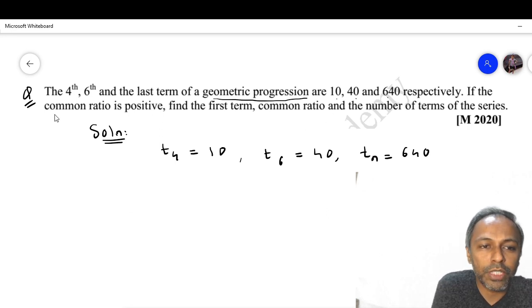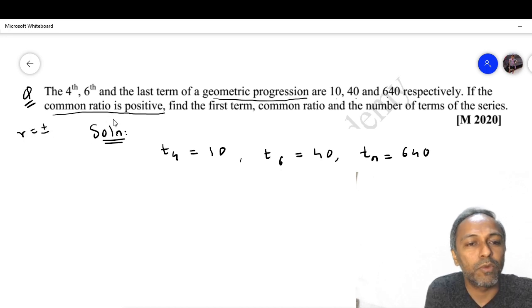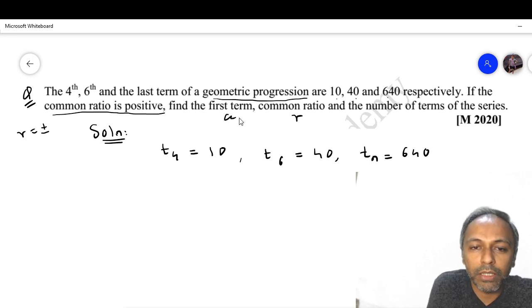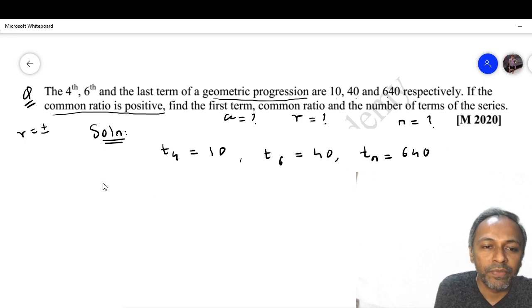If the common ratio is positive, so maybe you will think that R gives two answers, plus and minus, so they are therefore saying choose positive only. Find first term A, find common ratio R. So you have to get A, you have to get R, and number of terms of the series. So you have to get N also. Let's begin.